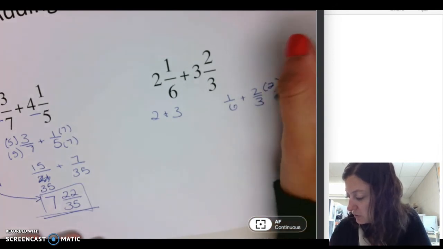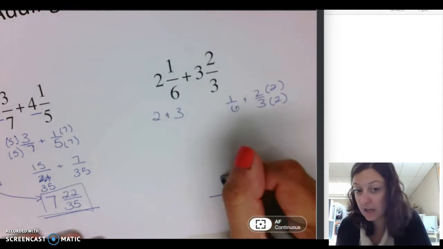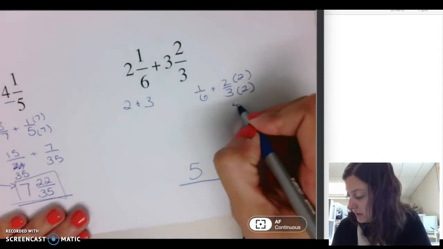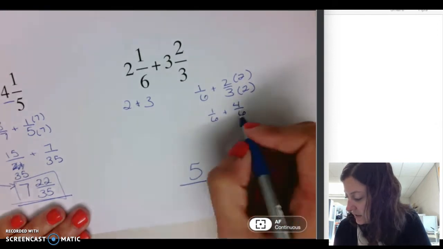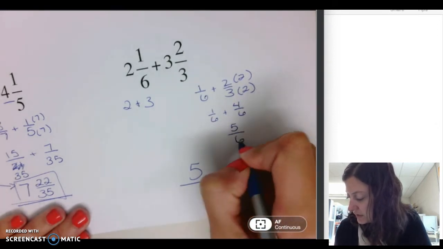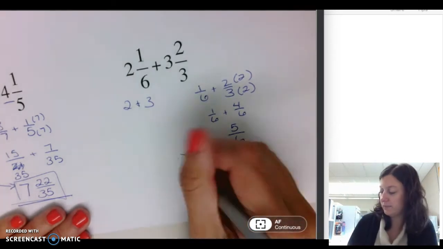Okay, over here, we're going to have 2 plus 3, and 1/6 plus 2/3. Let's multiply this one by 2 over 2. So it's going to be, here, let's put our final answer here. 5, that's 1/6 plus 4/6 is 5/6. 5 and 5/6. There we go, done.